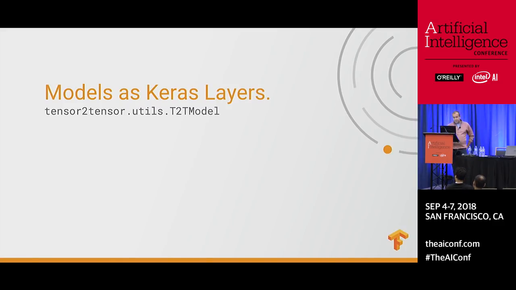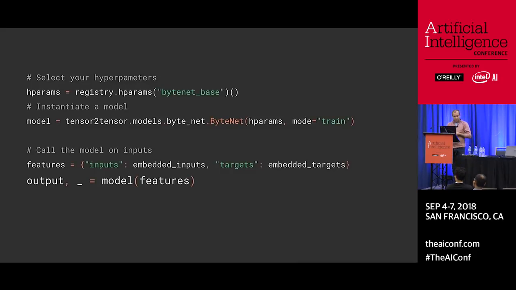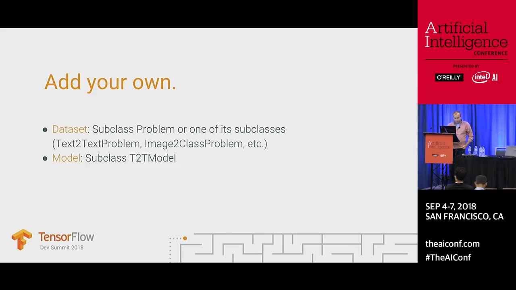So that's for datasets. For a model, all our models are a subclass of this T2T model class, which itself is a Keras layer. So if you want to take one model, plug it together with another one, same as with layers. You get a model, you can get it, again, either by registry or by class name, call the model on a dictionary of tensors, and you get the outputs and the losses if you need.